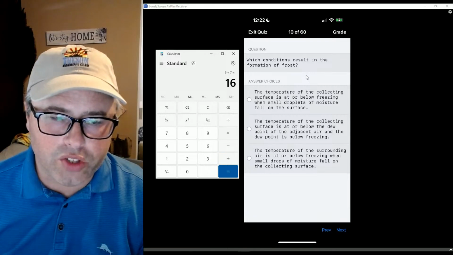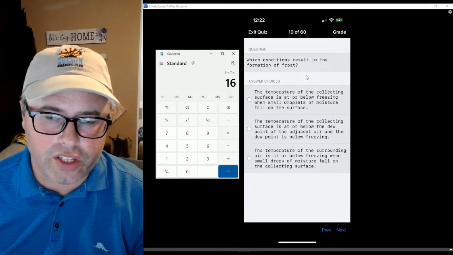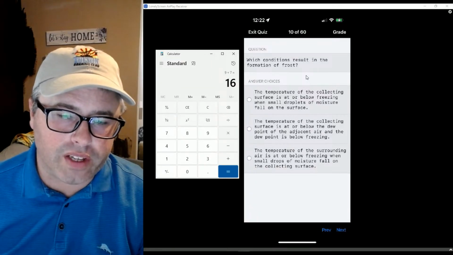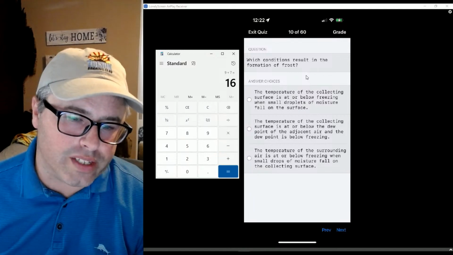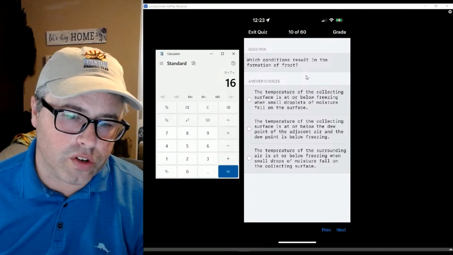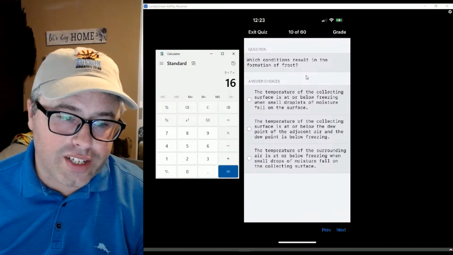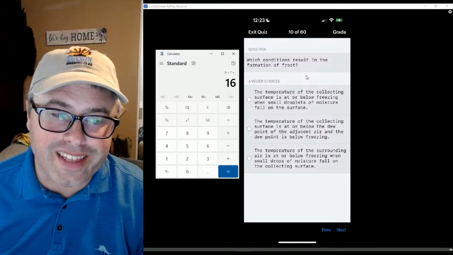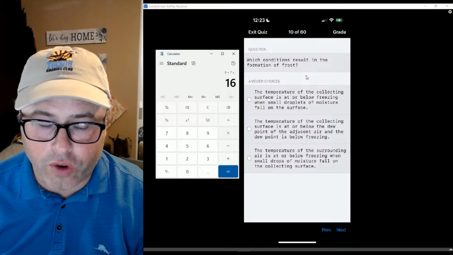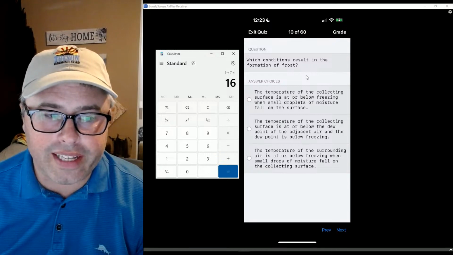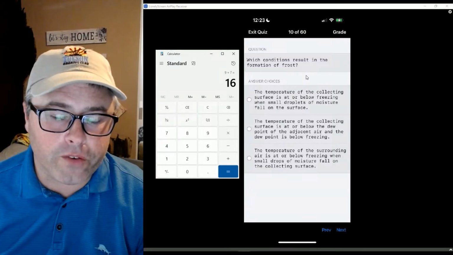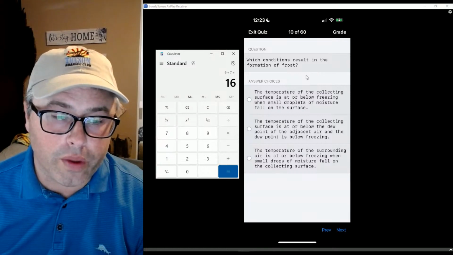Very small differences, but that's what they're asking. Really, do you understand how frost forms? Frost is when the temperature of the collecting surface is at or below freezing when small droplets of moisture fall on the surface. Remember, it's not snow. Snow is when the water freezes in the air and then falls to the ground. Frost is when water freezes into ice on the surface. So, number one is correct.